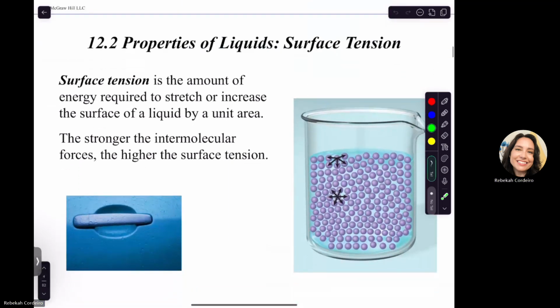So in section 12.2, we're talking about liquids. The first thing we're going to talk about is surface tension. Surface tension is basically how much energy you have to put in to increase the surface area of a liquid. So the stronger the intermolecular forces, the tighter the particles are held together, the higher that surface tension.